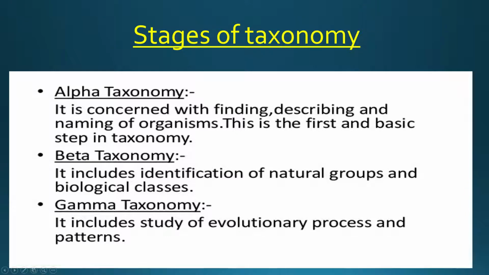It is concerned with finding, describing, and naming of organisms. This is the first and basic step in the taxonomy, that is alpha taxonomy. In case of beta taxonomy, it includes identification of natural groups and biological classes. In the gamma taxonomy, it includes study of evolutionary process and patterns.